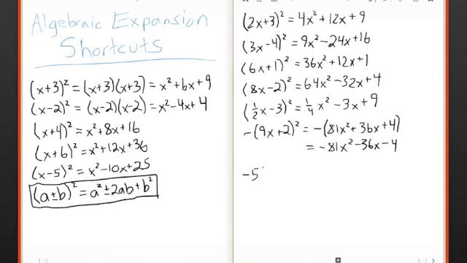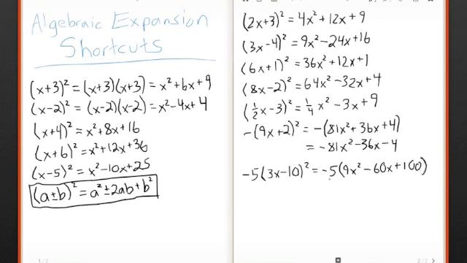All right, and now let's have a number sitting in front of here, and we'll make this binomial negative as well. So keep the negative 5 separated, put everything else in parentheses. 3x squared is 9x squared minus 2 times 3x times 10, that's 60x, plus 10 squared is plus 100.